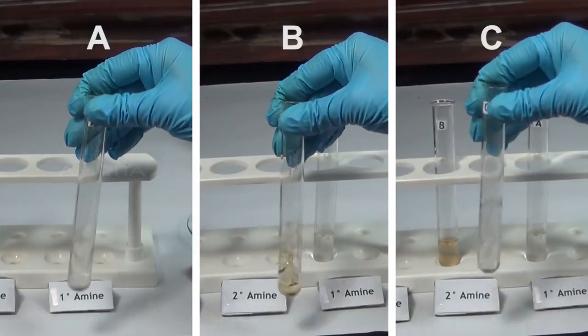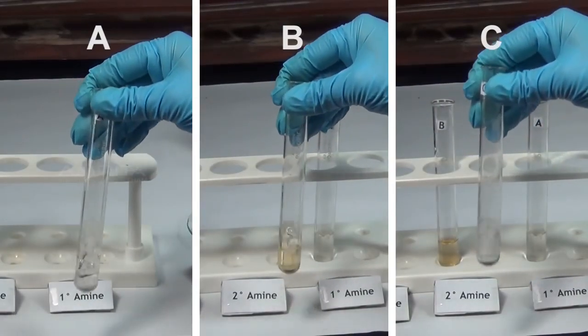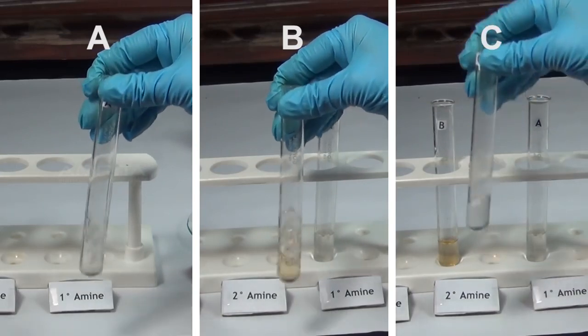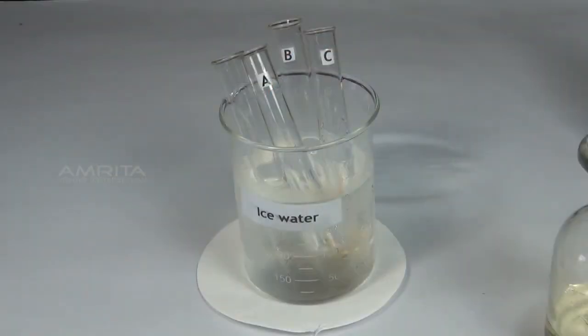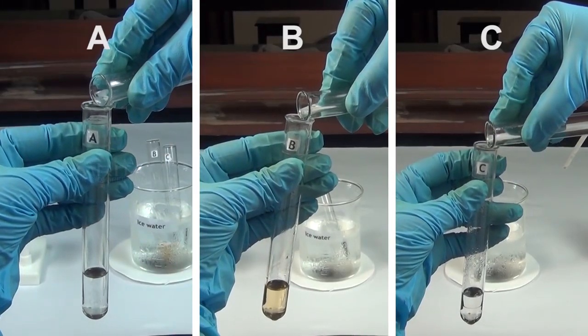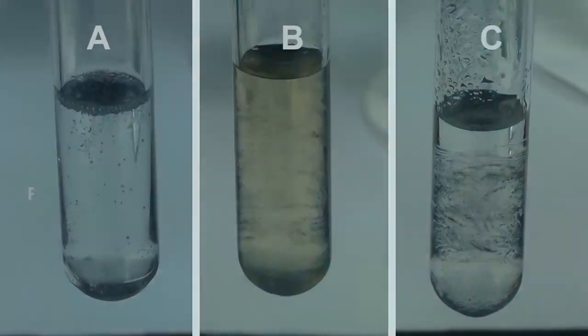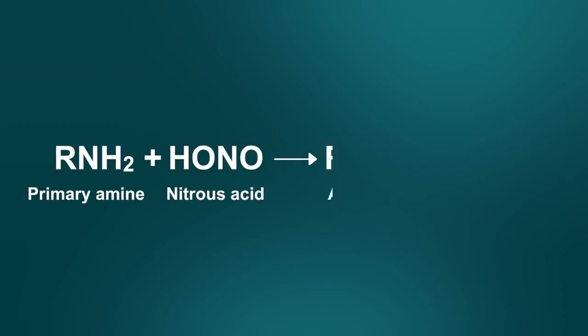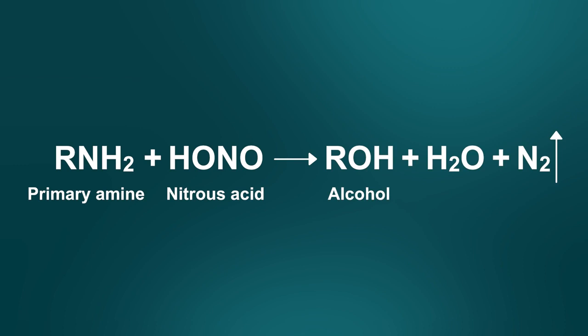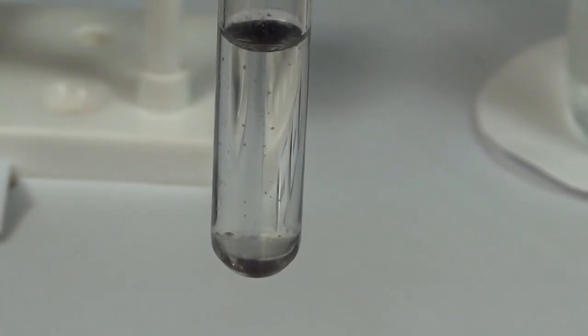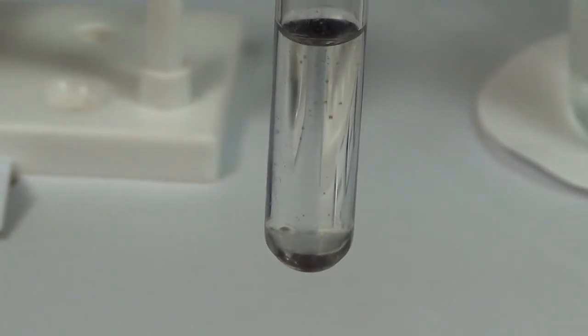Shake the test tubes well to dissolve the compounds in concentrated hydrochloric acid. Cool the test tubes in ice-cold water for some time. Now, add sodium nitrite solution to test tubes A, B and C. In test tube A, primary aliphatic amine reacts with nitrous acid formed from sodium nitrite and hydrochloric acid to produce nitrogen gas, which is seen as bubbles.